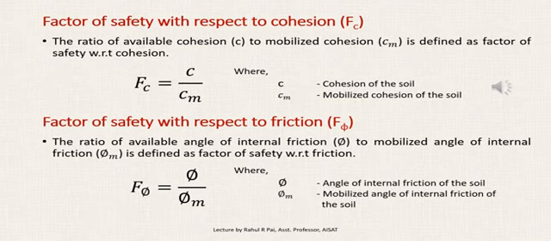Now we will discuss the factor of safety with respect to cohesion and the factor of safety with respect to friction. Factor of safety with respect to cohesion is denoted as F_c, and factor of safety with respect to friction is denoted as F_phi. In the first case, it is the ratio of the cohesion of the soil to the mobilized cohesion of the soil, and in the second case, that is factor of safety with respect to friction, it is the angle of internal friction of the soil to the mobilized angle of internal friction of the soil. So we are just bifurcating the initial factor of safety, which was based on the shear strength, into two different factors of safety, one in terms of cohesion and one in terms of friction. That is the only difference.